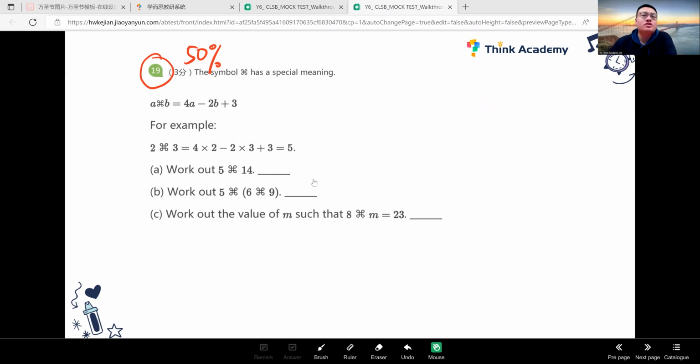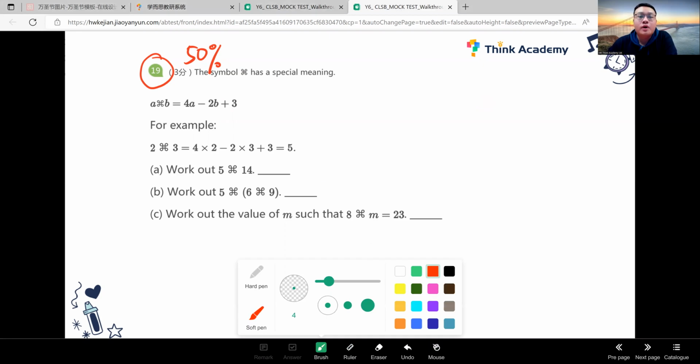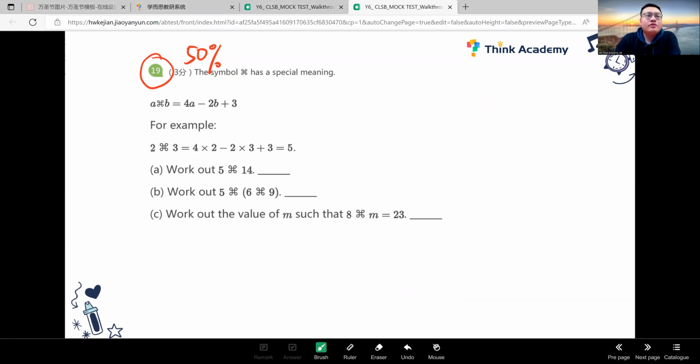Actually, guys, for this kind of question, just copy down what it tells you. So I'm going to replace A by 5, replace B by 14. So you're going to do 4 times 5, take away 2 times 14, plus 3. And just do the calculation: 20 minus 28 plus 3, which is minus 5. Okay, that's the answer.